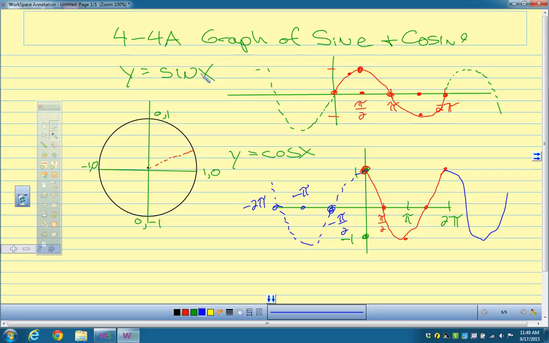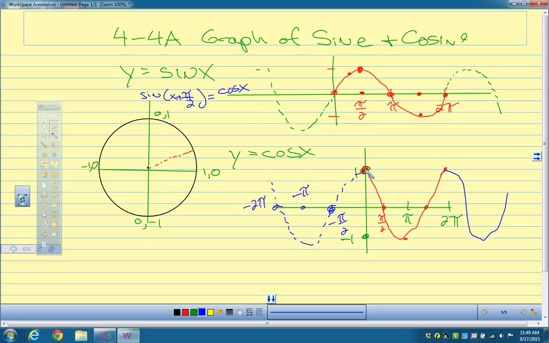So if I took sine of x and I moved it this way, how do I move something this way? I add, right? So sine of x plus pi over 2 is going to be equal to cosine x. And if you put both of those things into your calculator, those things would be the same.